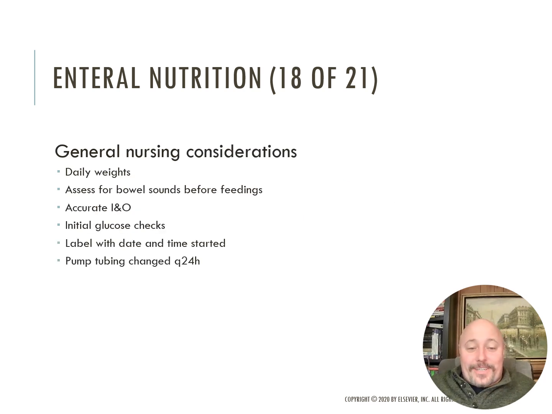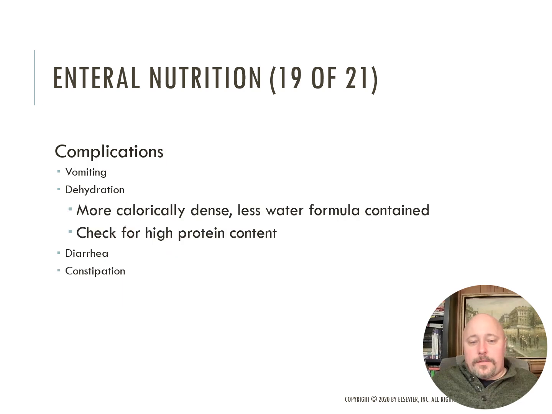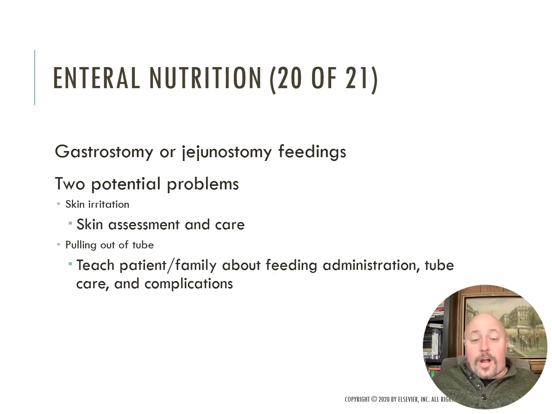For our general nursing considerations: daily weights, assessing for bowel sounds before feeding, accurate I's and O's, initial glucose checks, labeling the bag with the date and time it started, as well as changing the tubing every 24 hours. Other complications can include vomiting, dehydration, diarrhea, or constipation. Gastrostomy or jejunostomy feedings have two potential problems: skin irritation and the pulling out of the tube. Teach the patient and family about feeding administration, tube care, and to be very careful with it to prevent complications.